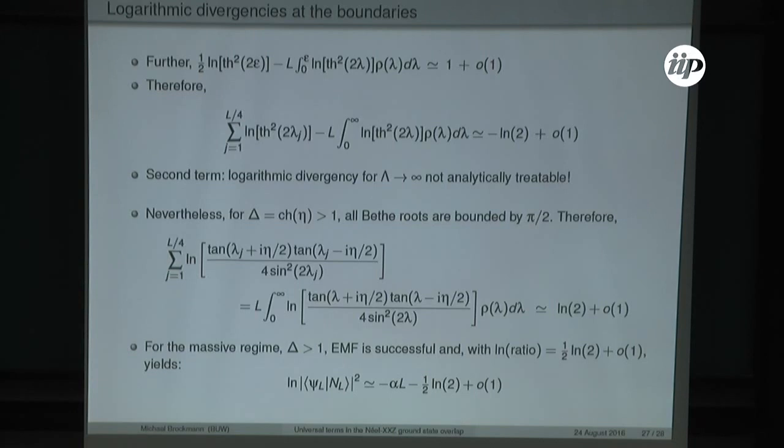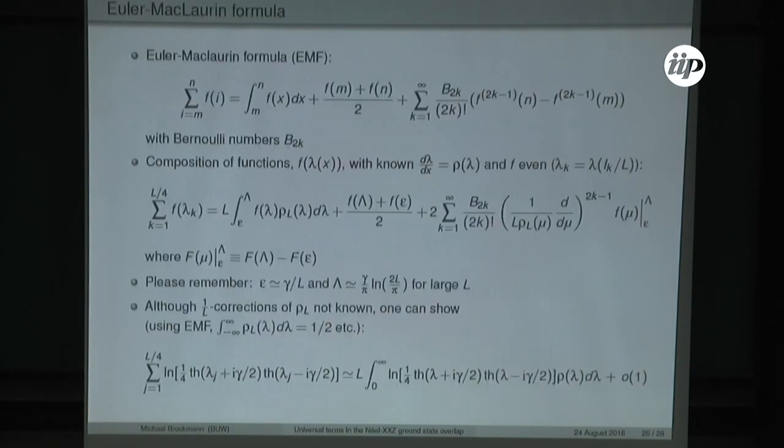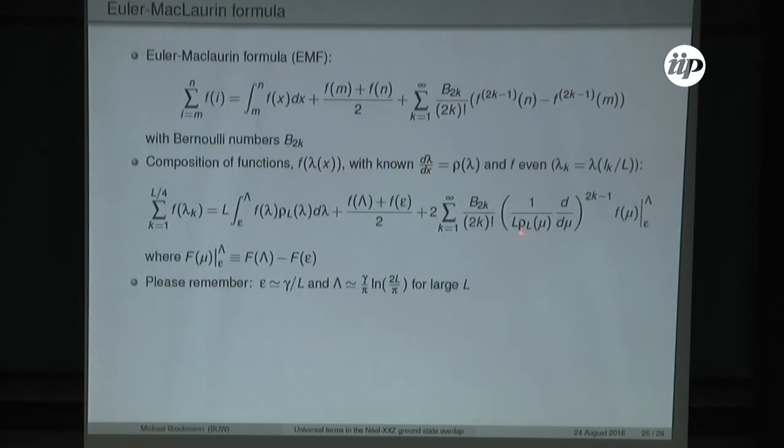Okay, this is for the lower boundary. But there are also logarithmic divergences at the upper boundary of the integration interval. And these cannot be treated because we don't have the function rho L, which is needed here in the Euler-Maclaurin formula. We don't have the 1 over L corrections to it. And that's why it's not possible.